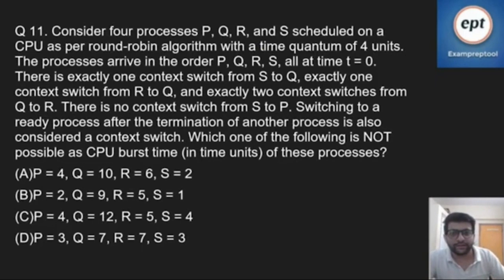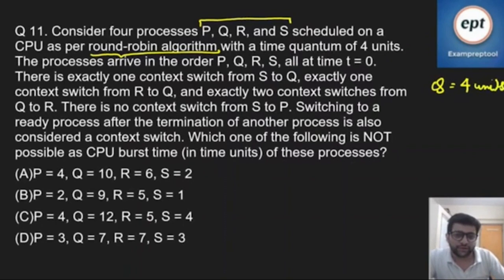So let's see. We have been given 4 processes P, Q, R, and S scheduled on a CPU as per round robin algorithm. So the given algorithm is round robin algorithm. The time quantum is given as 4 units. Let's write down: the given time quantum is 4 minutes.